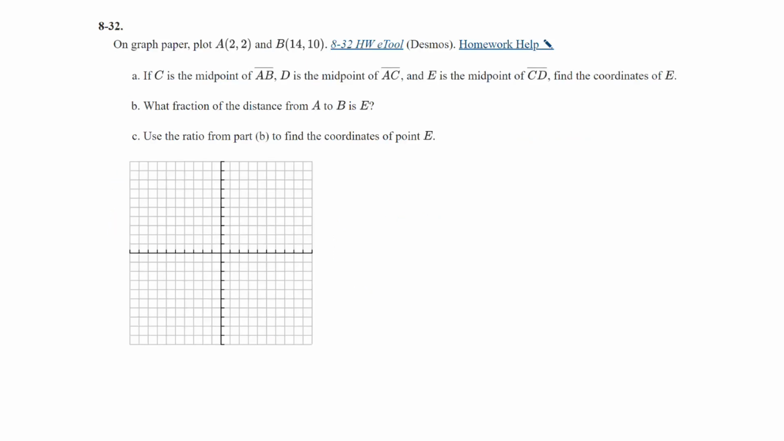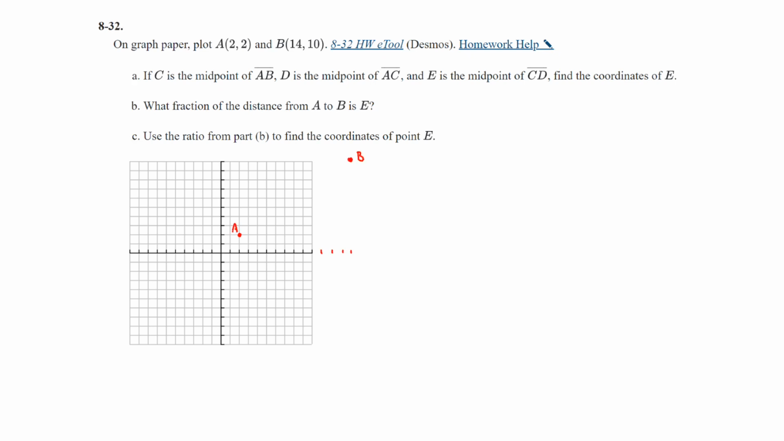Question 32, on graph paper, plot the points A and B, and then if C is the midpoint of AB and D is the midpoint of AC and E is the midpoint of CD, find the coordinates of E. So let's start by just plotting the point 2, 2, and then 14, 10. We'll have to approximate this. 14, this will be 11, 12, 13, 14, and then 10 will be somewhere up here. And I could have gone by 2s, but we'll just approximate it out there.